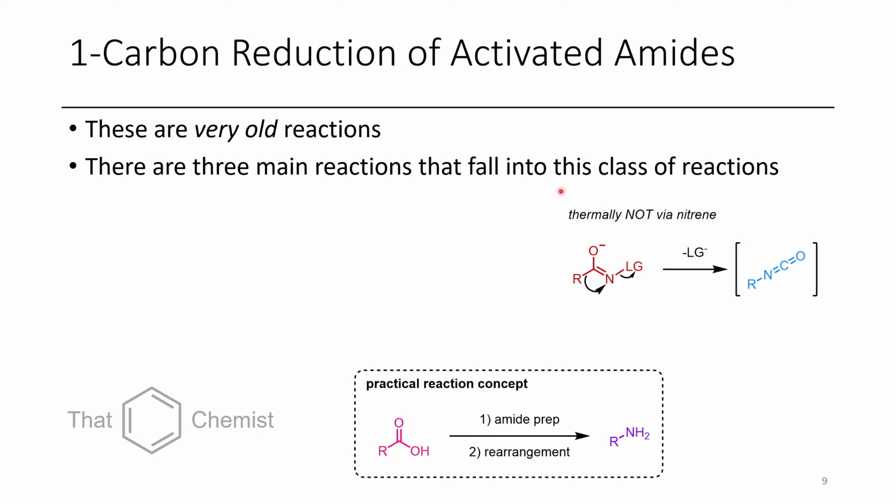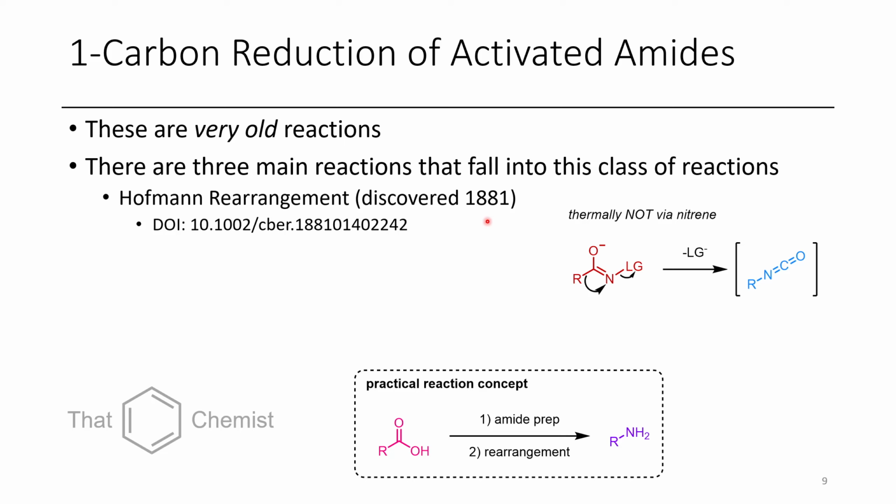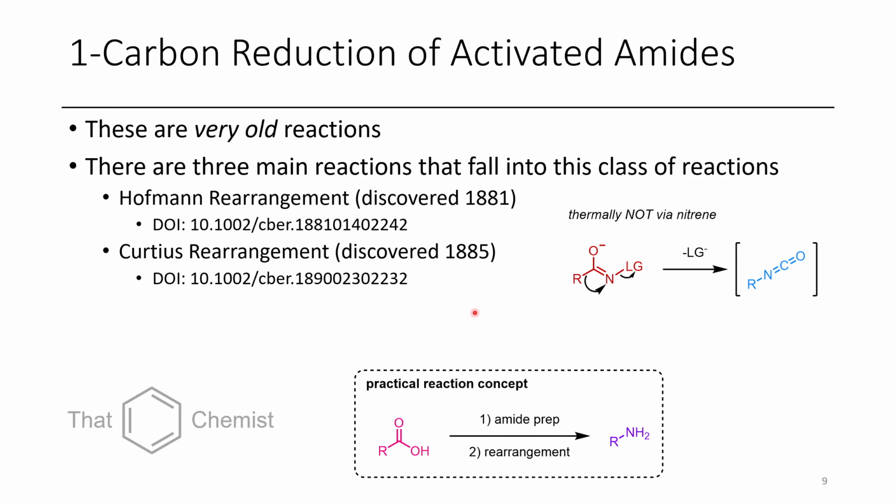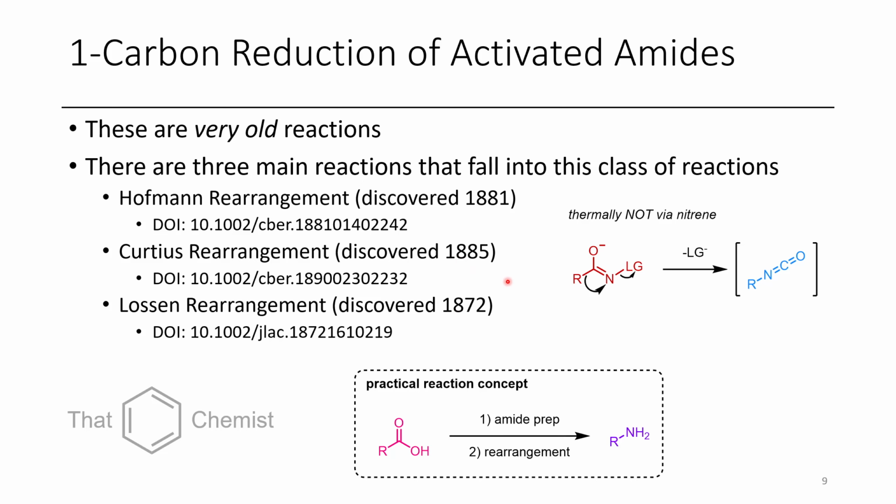So there's three main reactions that are named reactions that fall under this set of reaction conditions. And so the first one would be the Hofmann rearrangement, which was discovered in 1881. The next would be the Curtius rearrangement, discovered in 1885. And finally, the Lossen rearrangement, discovered in 1872. These three references here are the original paper where they were first reported.